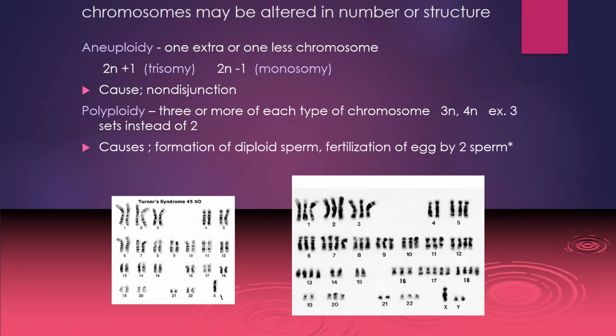Polyploidy is a case where there's a whole other set of chromosomes. So instead of just having 2n, you would have 3n or 4n. This is not compatible with life in humans, so it's not something that we would actually see.